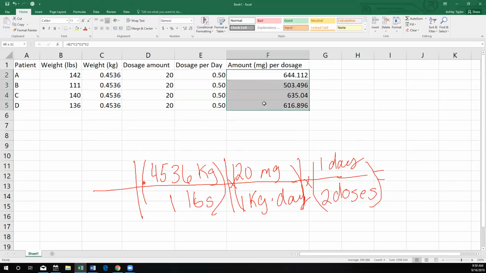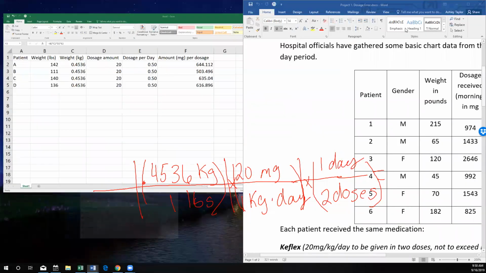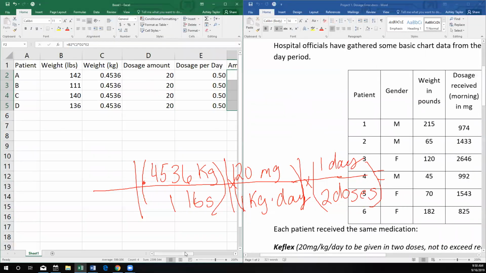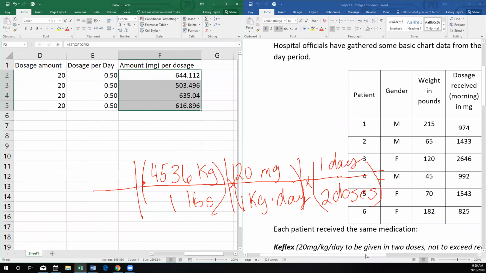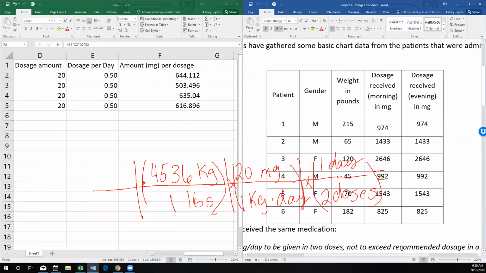Now I can compare this number to the numbers in the chart that I'm given in the project, and if the number is less than that number, then the hospital gave them too much. If the number in Excel is more than what the hospital gave them, the hospital didn't give them enough. But if this number is the same as the number in the chart, then the hospital gave them the right amount of medicine.